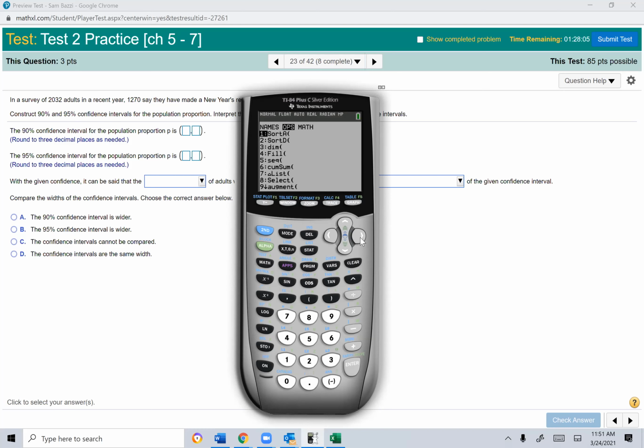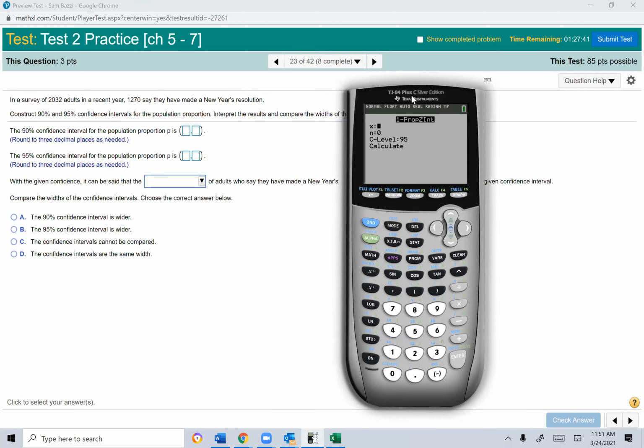Stat. Oops, sorry. Stat. Let me see, I got an answer in the chat. Not one prop Z test. It's not a test, it's an interval. So one prop what? Z interval.